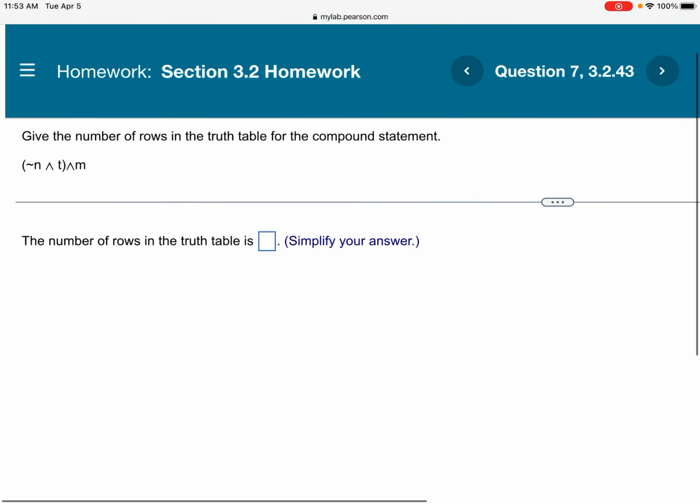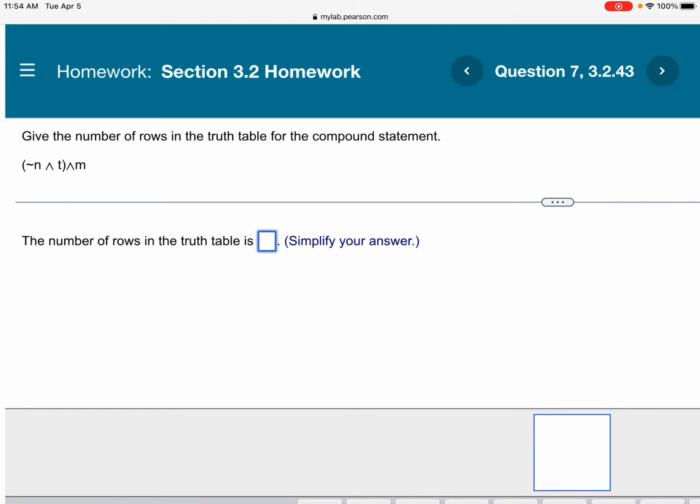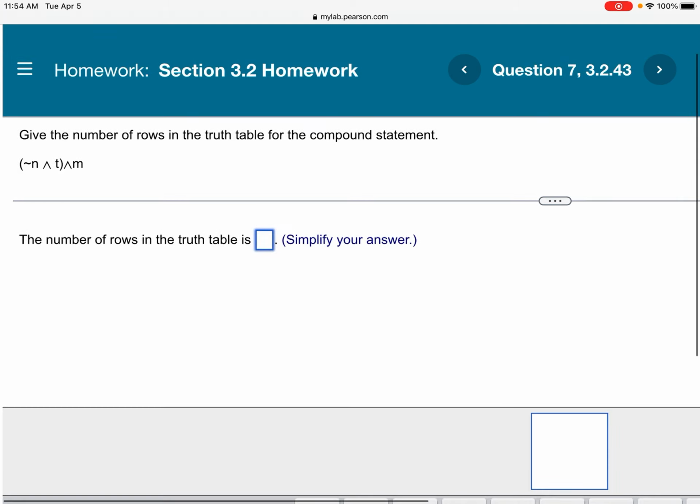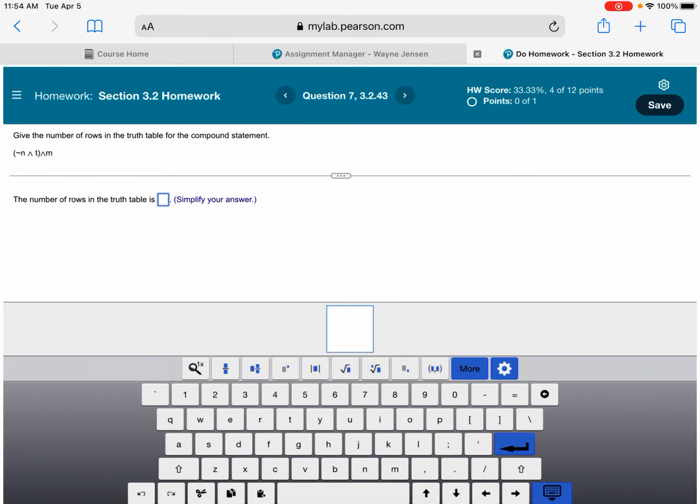There's something in the video that I made for this that talks about the number of rows in a truth table. And the number of rows in a truth table directly corresponds to the number of statements. In this case, there's 3 statements. There's N, T, and M. Now, things are happening to them, but the statements themselves are N, T, and M. Well, that's 3. And if you remember, it's 2 to the 3rd power, or 2 to however many there are. 2 to the 3rd is the number, let's see, 8, right?